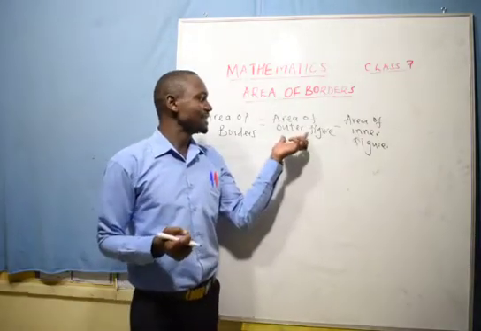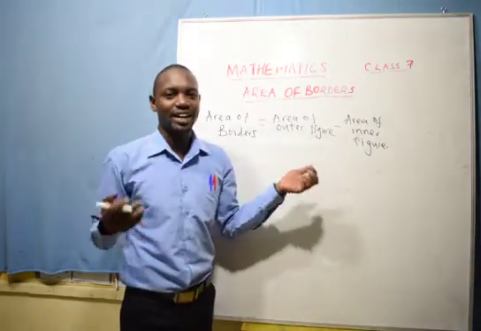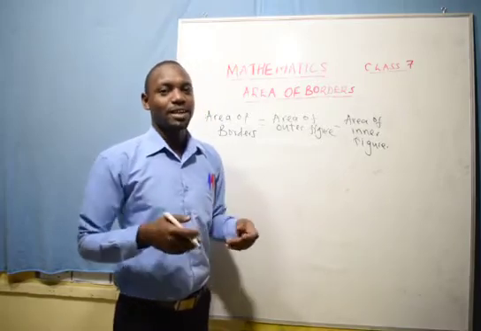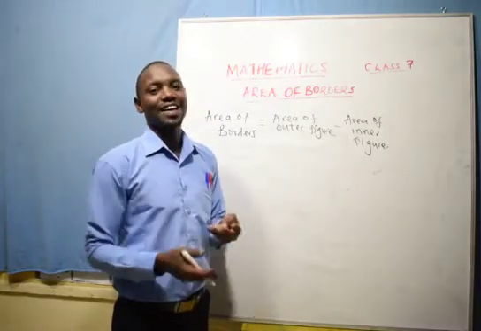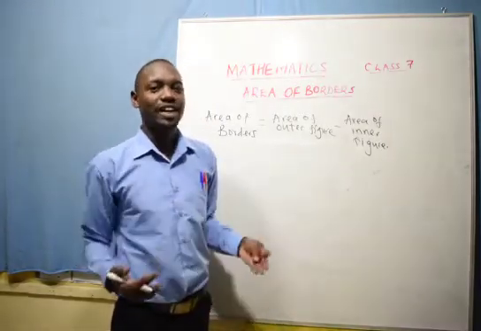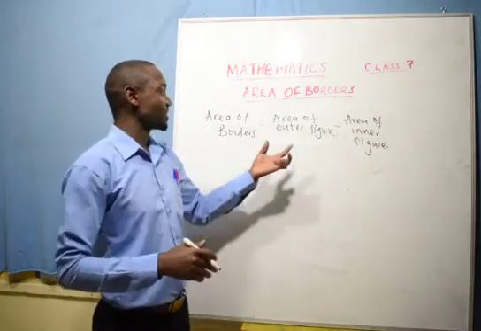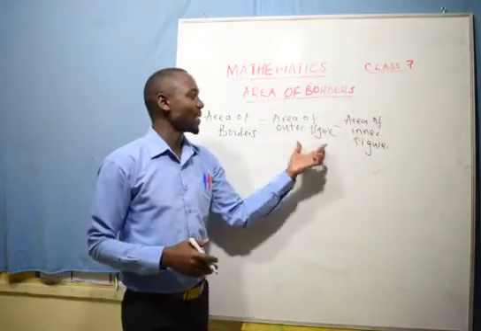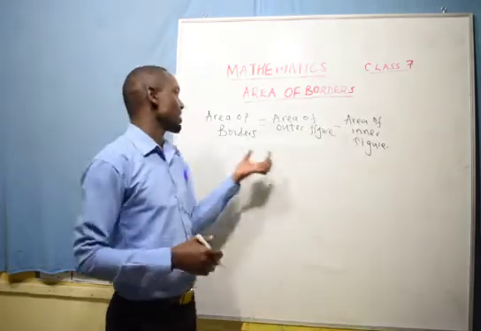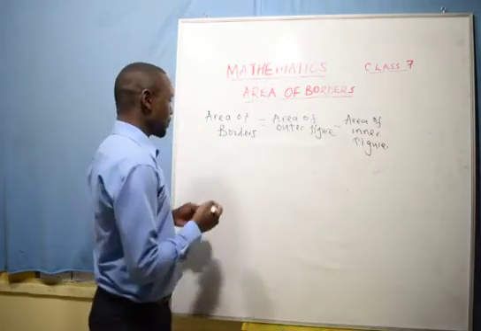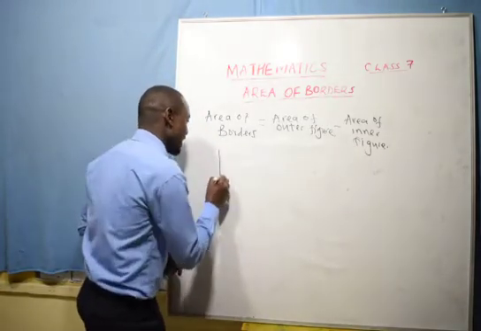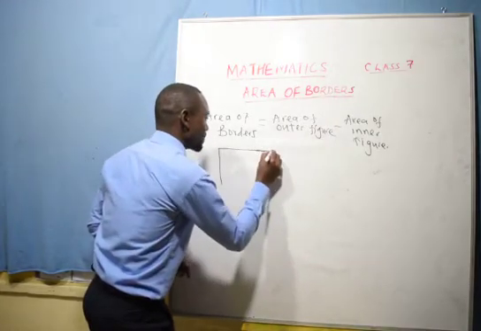The figure outside can be a square inside a rectangle. It can be a rectangle inside another rectangle. It can be a square inside another square. So you just take the area of the outer figure minus the area of the inner figure to get the area of the border. For example, find the area of the shaded part in the figure below.